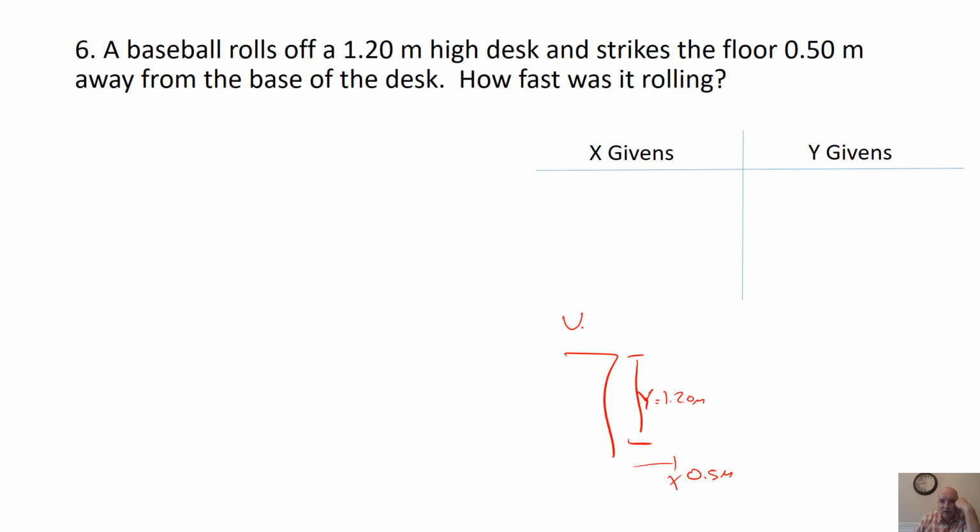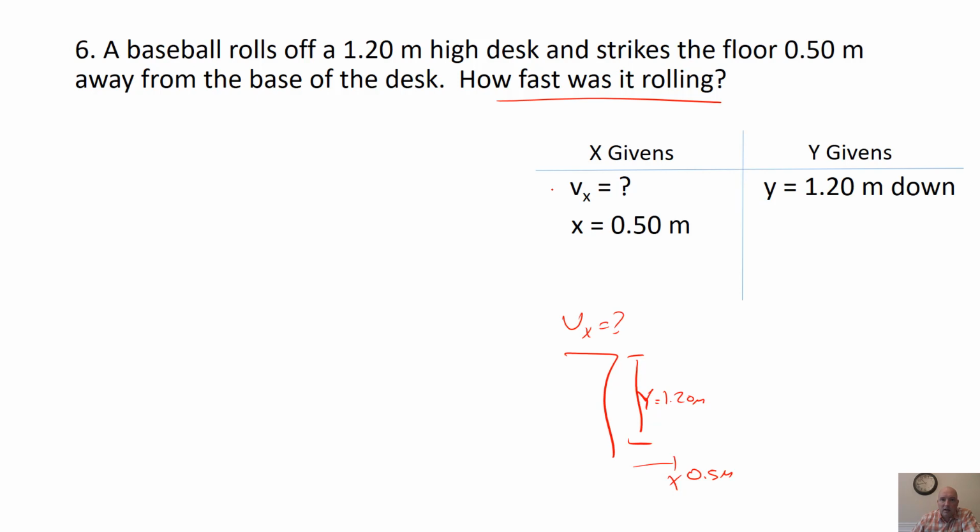And the question is asking you, what was your Vx? How fast was it rolling? It rolled off the table, so when it rolled off the table, it was only traveling horizontally, so it's asking you for your Vx. So let's go ahead and start populating this. How fast was it rolling? There's our question. There's your Vx equals question. Then throwing in the y-axis height, 1.2 meters down, throwing in the other information we have, the floor, it's going to hit the floor 0.5 meters away, and then it's going to fall from rest in the y-axis.